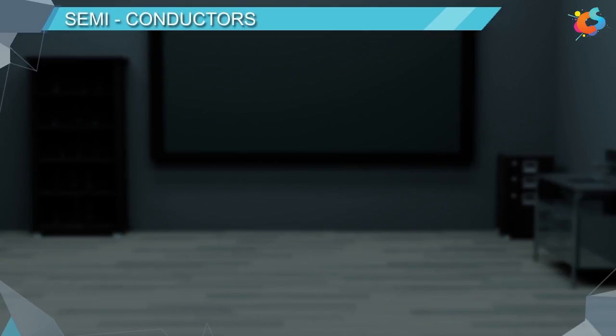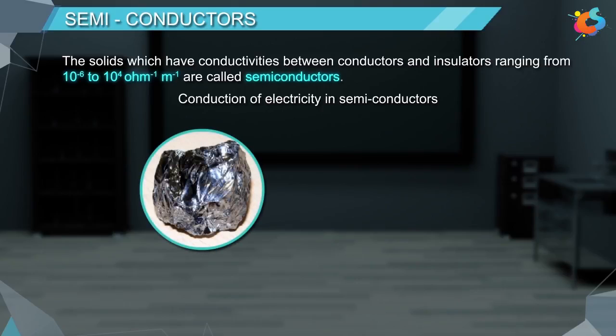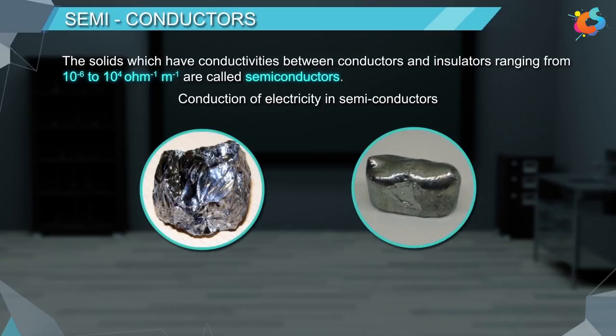Semiconductors. The solids which have conductivities between conductors and insulators, ranging from 10 raised to -6 to 10 raised to 4 per ohm meter, are called semiconductors. Conduction of electricity in semiconductors. The conductivity of semiconductors like silicon, germanium, etc.